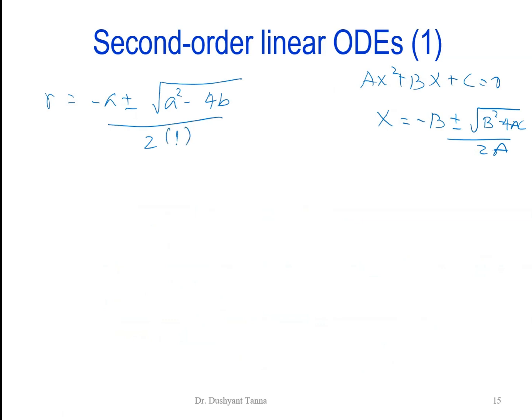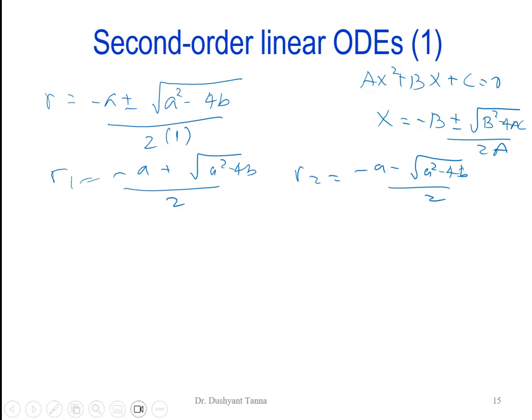Don't worry if you're getting mixed up, because a and b again are just symbols, and they will be provided to you. So this is how you find the two solutions. Call them r1, minus a plus the square root of a squared minus 4b over 2, and r2, minus a minus the square root of a squared minus 4b over 2.